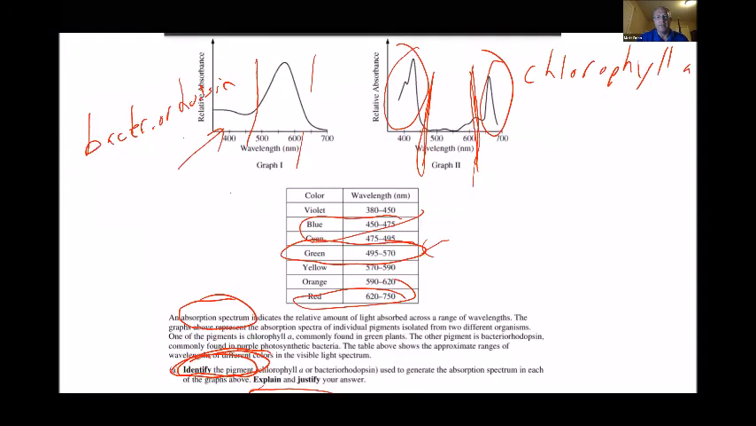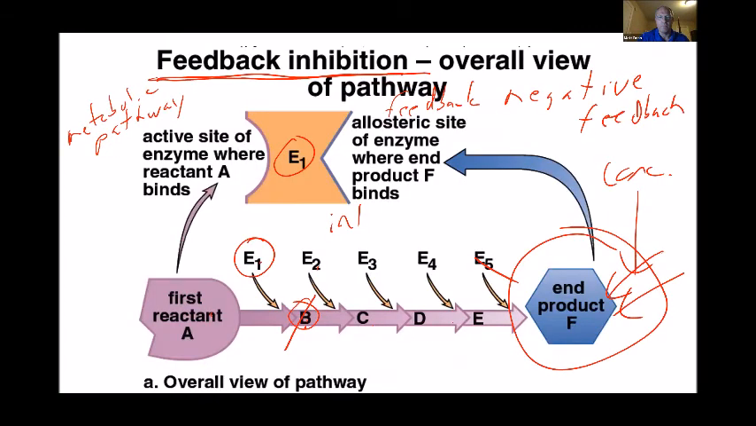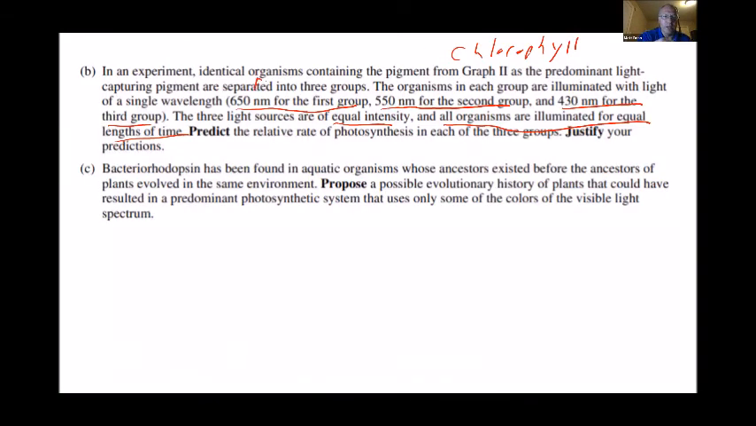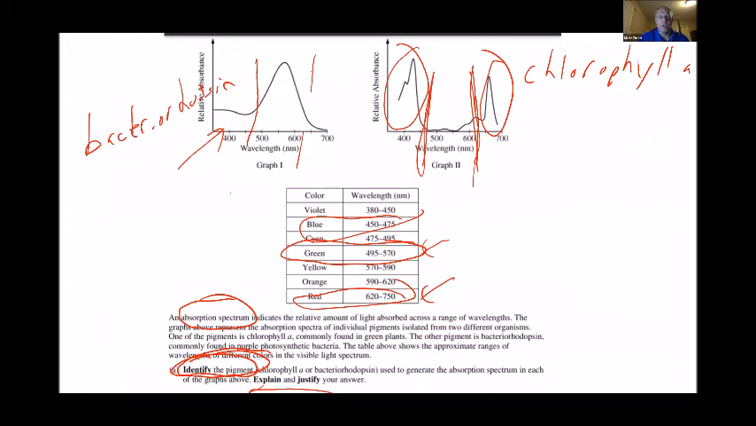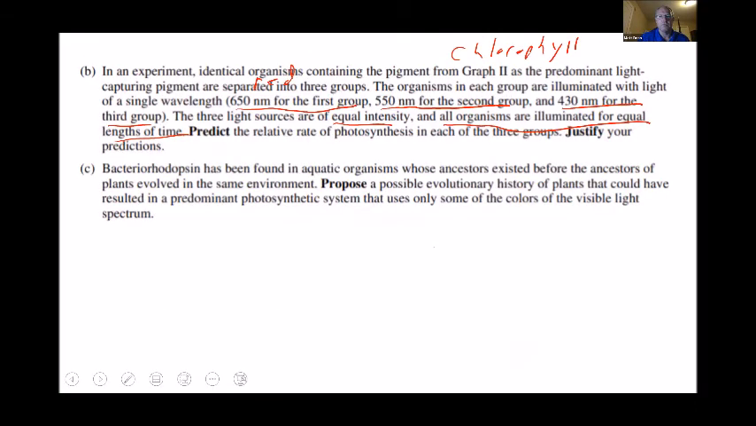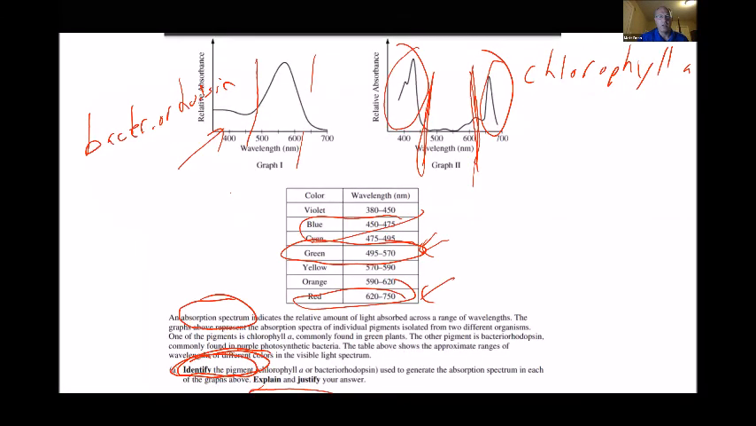Let's go back to the table. So 650 is going to be red light. So this one's red. Let's go back to the table. 550 is right in here. So 550 is green light. And 430, right in here, blue light.